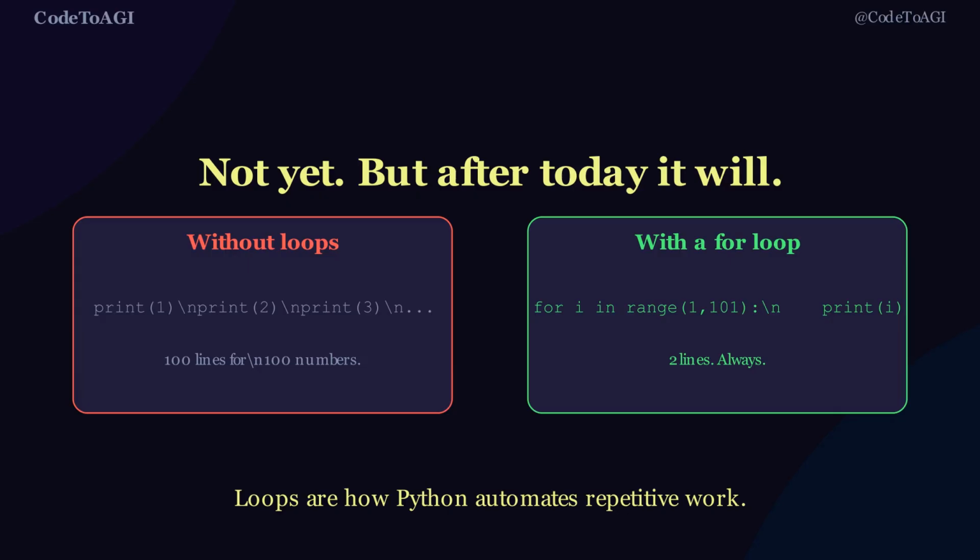Think about every app you use. Instagram scrolling through thousands of posts. That is a loop. Spotify playing the next song. That is a loop. Your bank checking transactions. That is a loop. In Python, there are two types of loops. The for loop, when you know how many times to repeat. The while loop, when you repeat until a condition is met. Master both today, and your programs become 10 times more powerful.